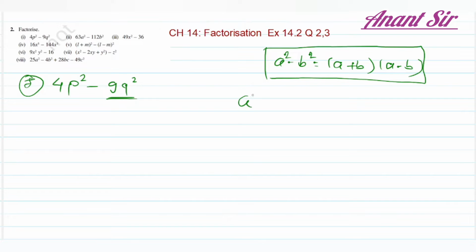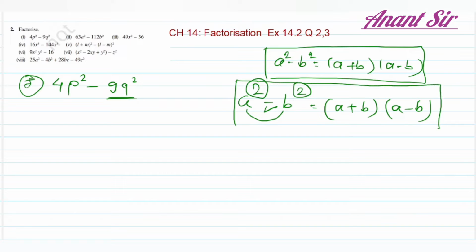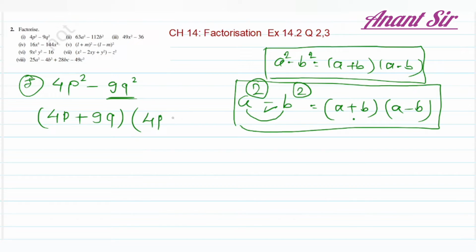See, what is the formula? A square minus b square. When you have two squares and there is a negative sign between them, at that time the answer is just to add the numbers whose squares are there and subtract the same numbers in another bracket. So a square minus b square is written as (a plus b)(a minus b). A very common mistake most students make is to write it as 4p plus 9q, 4p minus 9q. This is wrong.